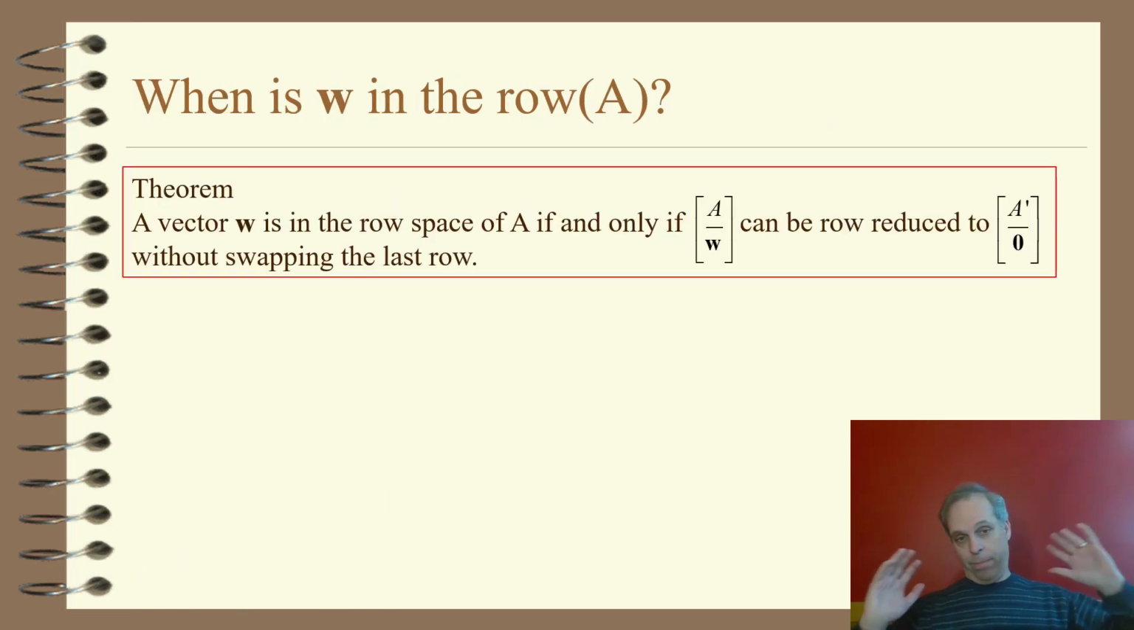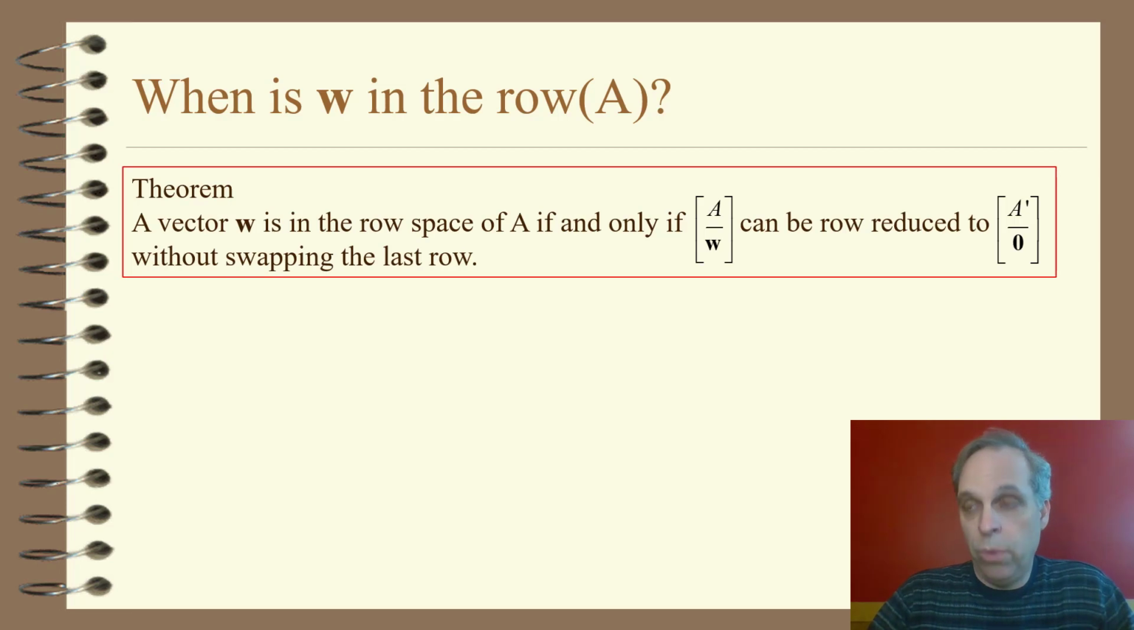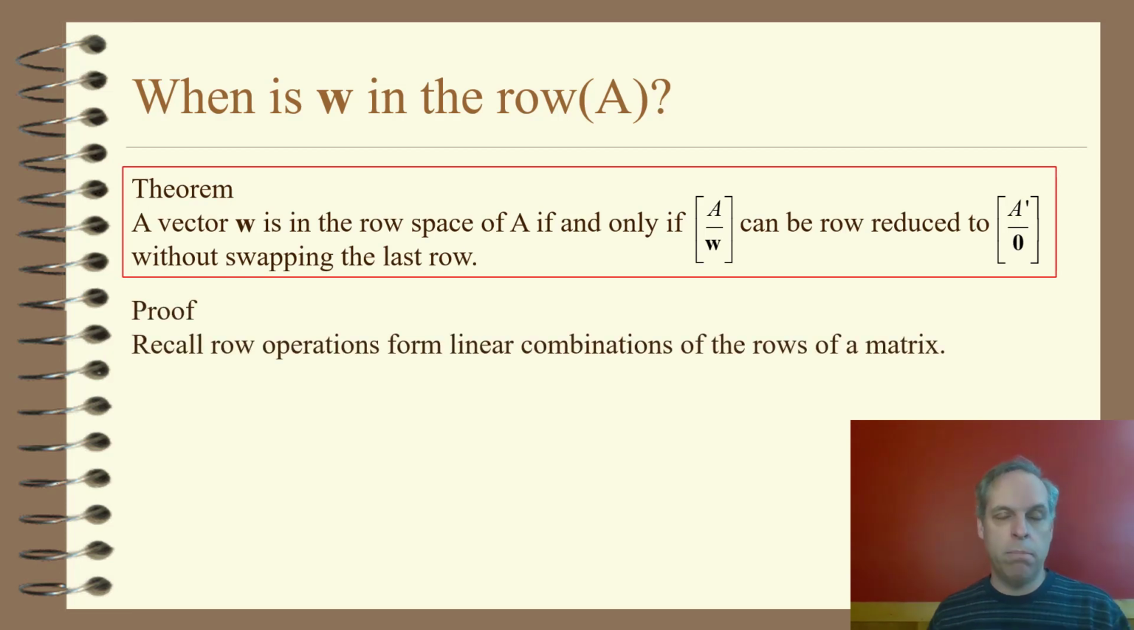So, as a theorem, a vector W is in the row space of a matrix A if and only if, when you take A and augment it with W on the bottom, you can row reduce it to a new matrix where the bottom row is 0 and you never swapped out the last row. So why? First, remember that whenever you perform row operations on a matrix, all you're actually doing is forming linear combinations of the rows of the matrix. That's all you're ever doing.